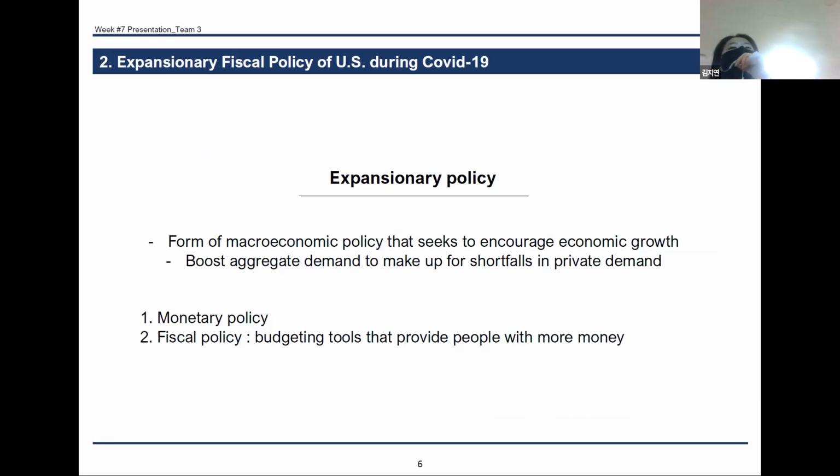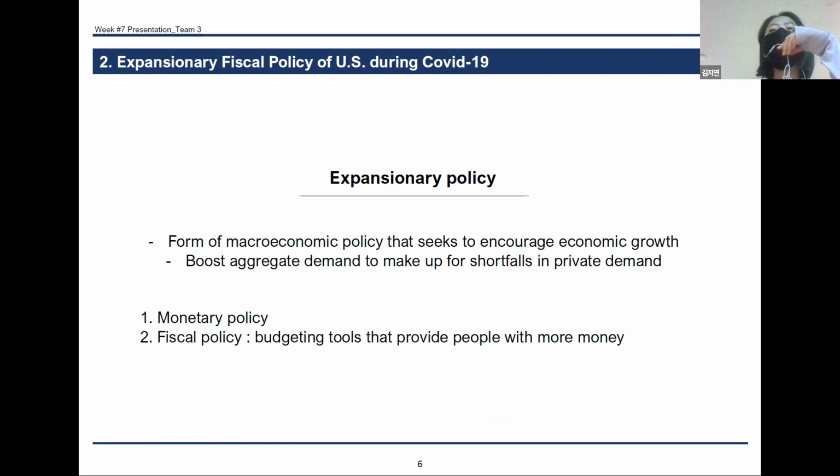Next, let's look at the expansionary fiscal policy of the US during COVID-19. First, expansionary policy means a form of macroeconomic policy that seeks to encourage economic growth. The goal of this policy is to boost aggregate demand to make up for shortfalls in private demand. And this policy can be enacted in two ways, the monetary one and the fiscal one. Here I will focus on the fiscal one.